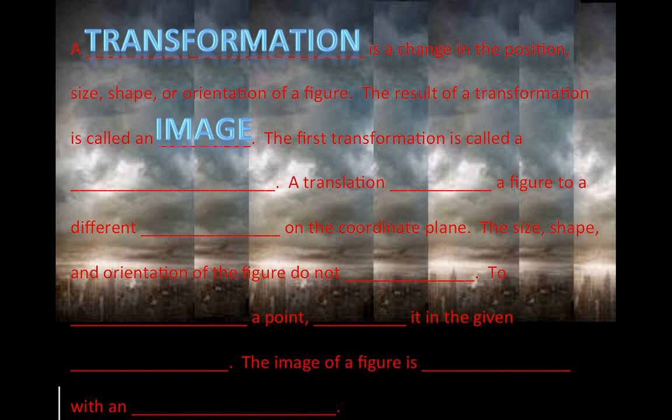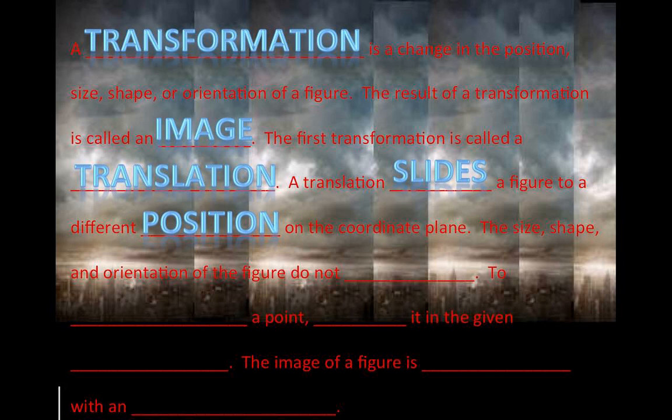The first of the transformations is called a translation. A translation is a slide of a figure to a different position on the coordinate plane. We're taking something and moving it around. We're not flipping it, we're not spinning it, we're not making it bigger or smaller. We're just going to slide it to a different place on the grid. The size, shape, and orientation of the figure do not change.